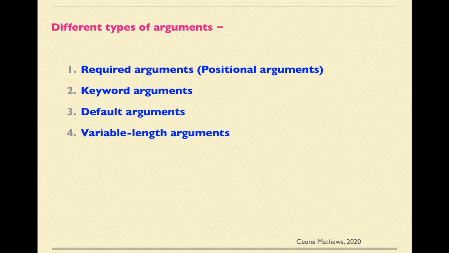Next, we will see about the different types of arguments that are available in Python. First is required arguments, otherwise called positional arguments. Second is the keyword arguments. Third, default arguments. The fourth one is variable length arguments. We see each of them in detail.